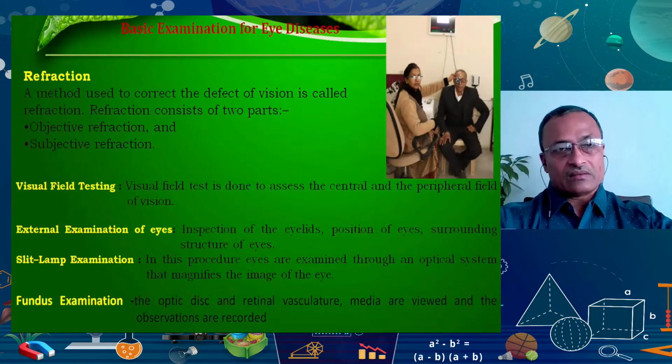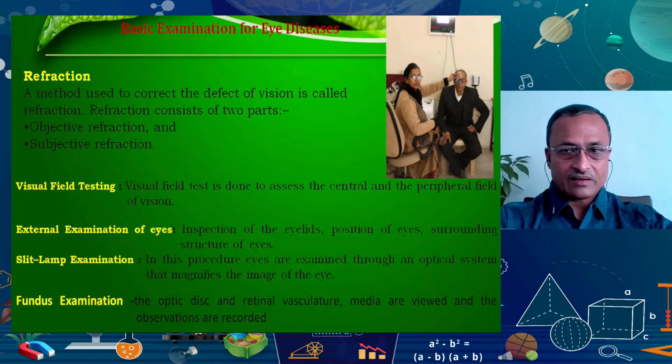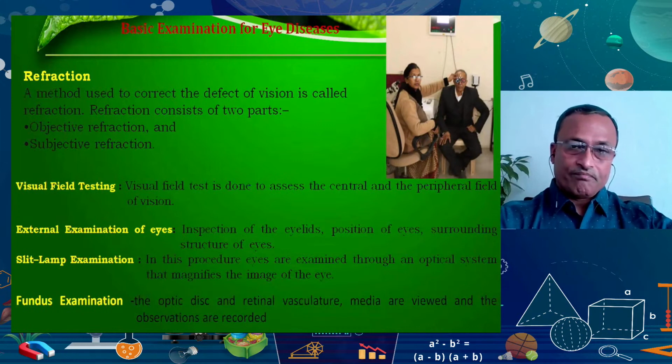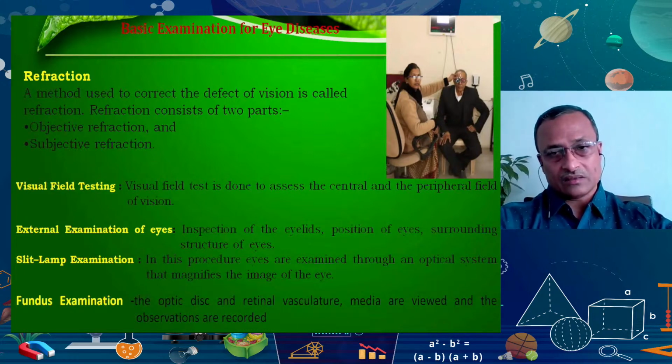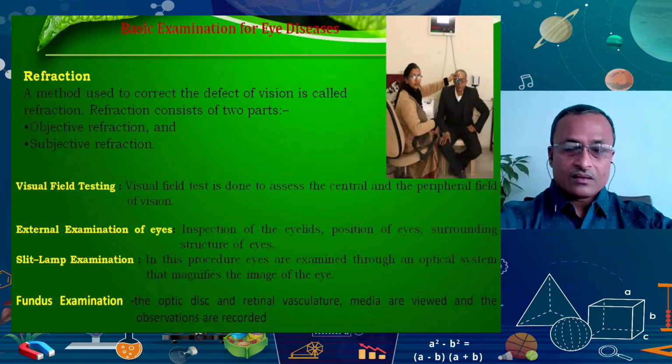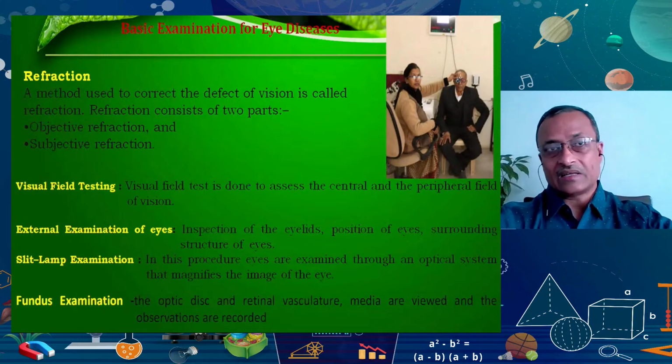The basic examination required in refraction is a method used to correct the defect of vision, called refraction. That may be objective refraction or subjective refraction. Then we have visual field testing to assess the central and the peripheral side of the vision. Then the doctors usually do an external examination of the eye, like inspection of the eyelids, position of the eye structure, and structure of the eye in general. Then slit lamp examination is done. What is a slit lamp? I'll describe it in the next slide. It is a procedure where the eye is examined through a magnifier and we get a 3D image of the entire retina. Then the fundus examination, where the optic disc and the retinal vasculature are studied with the help of a fundoscopy, or we call it retinoscopy.